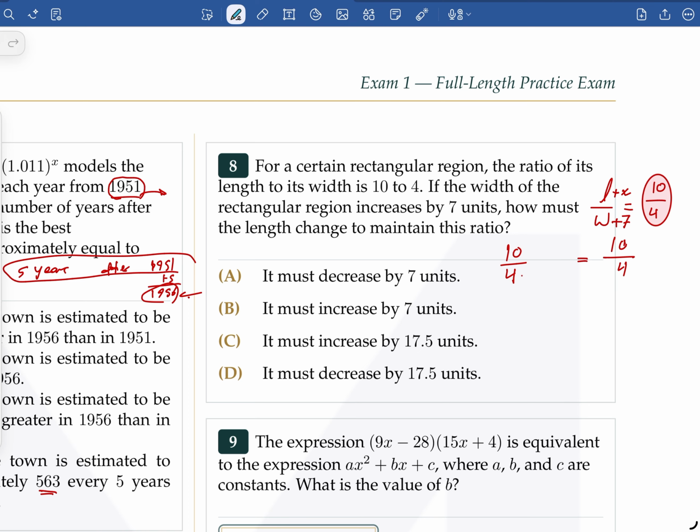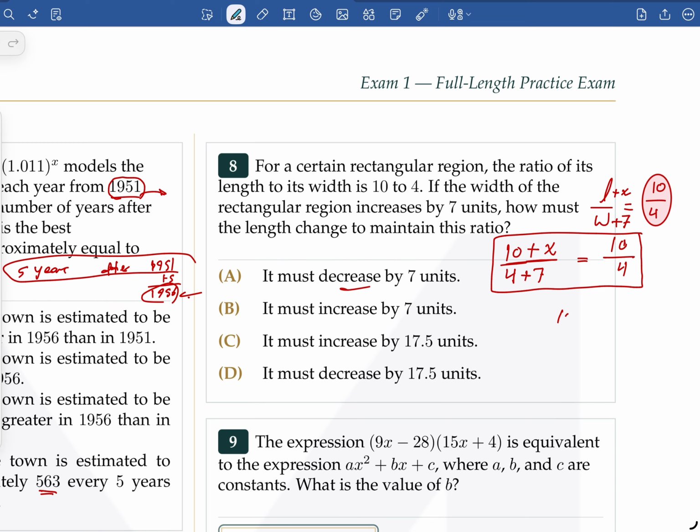But this 4 is increased by 7. So we have to add 7 here. And of course, 10 will be increasing by something. We don't know, so we write x. Now we can use Desmos to find the value of x. If x is a negative number, it will be decreasing. If it's a positive number, it's increasing. So this is how to deal with the proportional numbers.